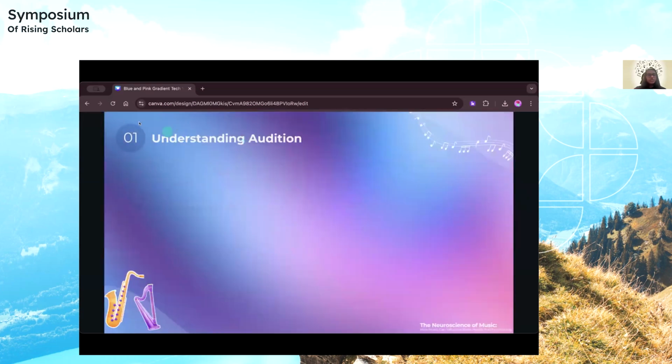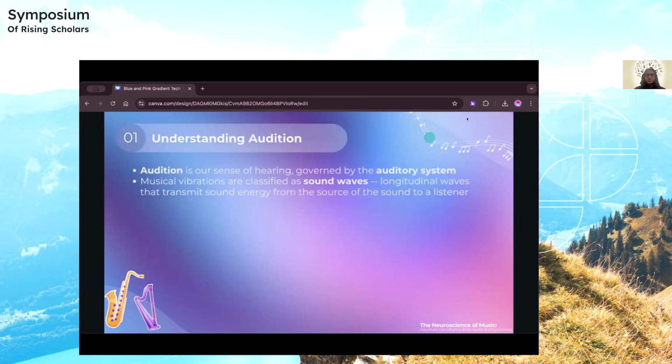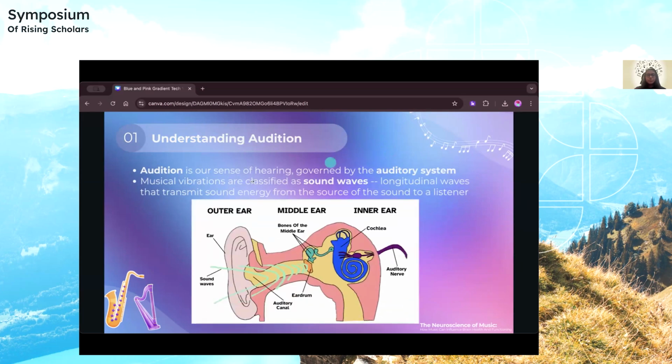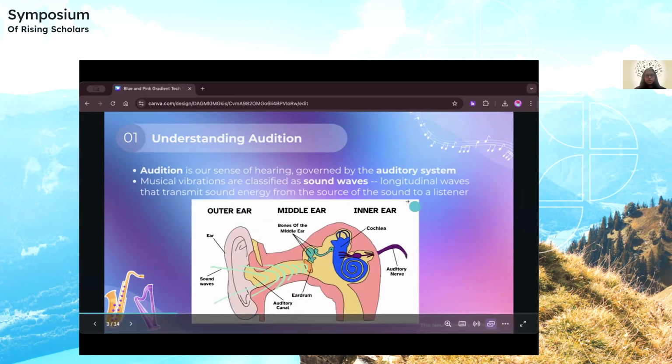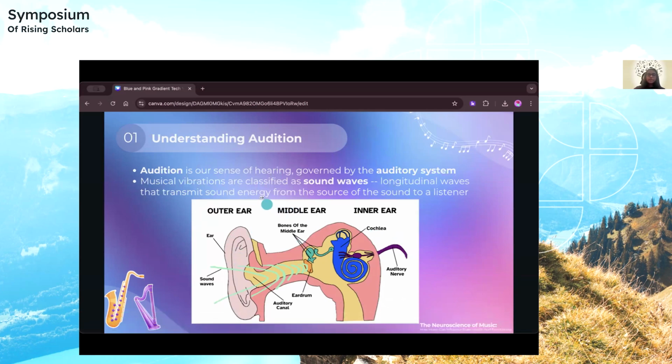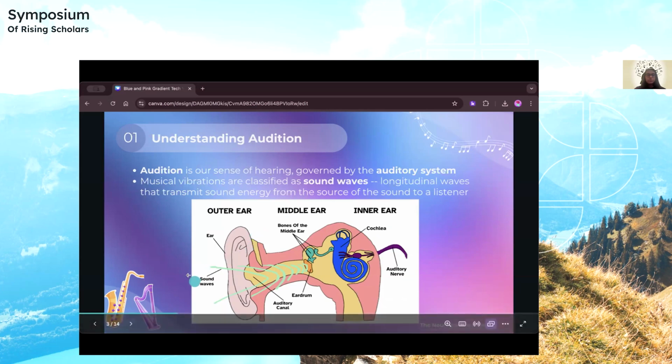The first thing we need to do is understand how music really gets to us, understanding the process of audition. Audition is really how we hear music, and it's governed by the auditory system. Here's a little model that I drew of the ear. We're going to divide it into the outer ear, the middle ear, and the inner ear. The outer ear consists of the actual ear structure and really how sound waves, or the musical vibrations, are going to be able to pass through.